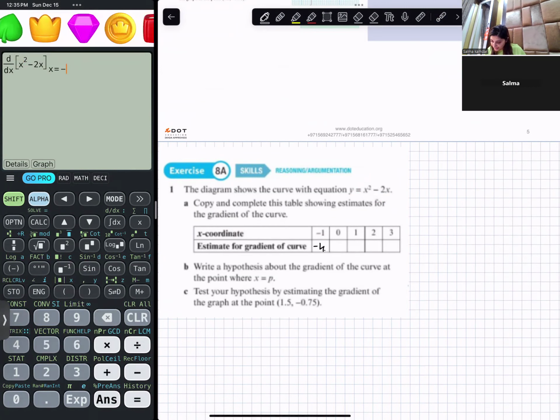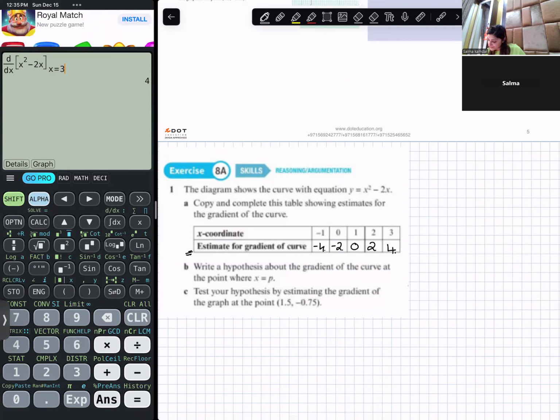If I change the value of my x, now I put 0, so I'm getting minus 2. Now I'll put 1, so I'll get 0. If I put 2, I'm going to get 2. If I'm putting 3, I'm going to get 4. So this is the estimate of the gradient of the curve at different values of x. Do not make the mistake of substituting the value of x in the equation of the curve, because it is for the gradient of the curve. And when we talk about the gradient of the curve, it is always dy by dx.